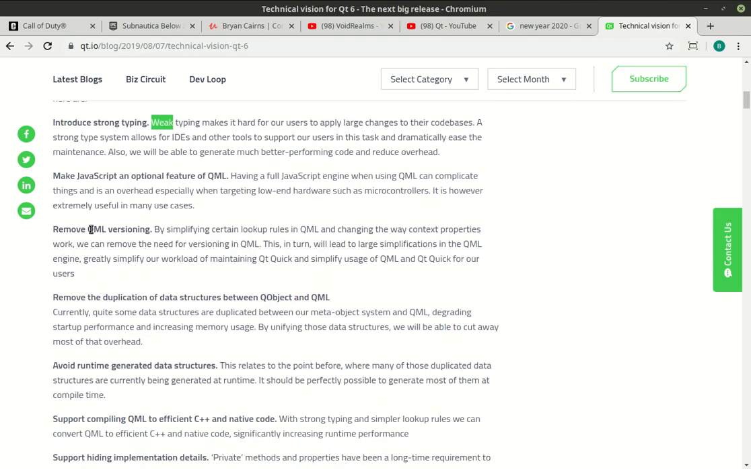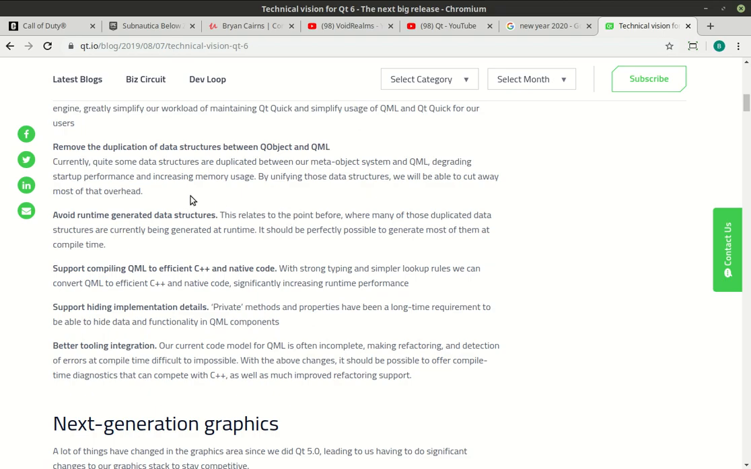They're going to remove QML versioning. Oh my goodness, thank you so much. That is just something I hated about QML is versioning. And they're going to remove some duplicate data structures and do some general house cleaning, and they're going to support compiling QML to efficient C++ and native code.